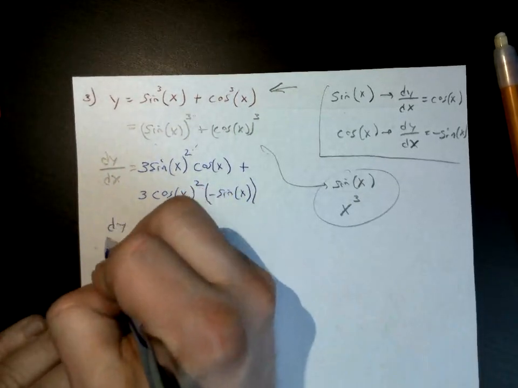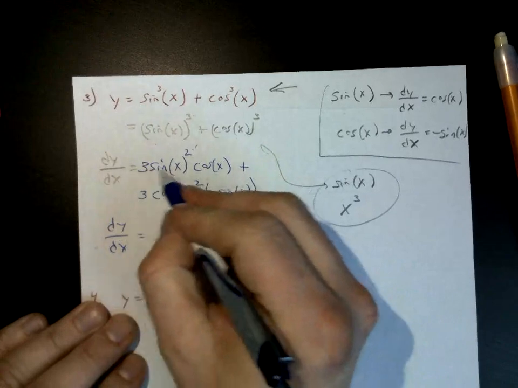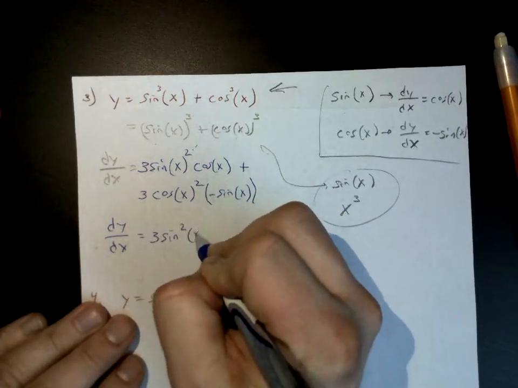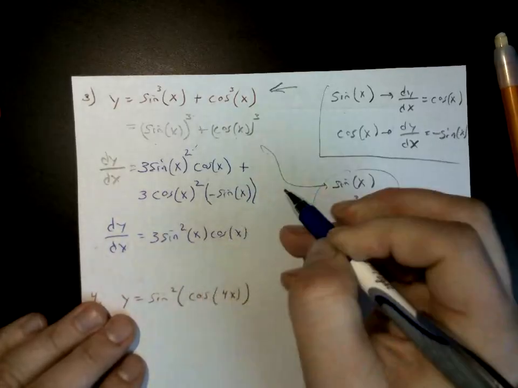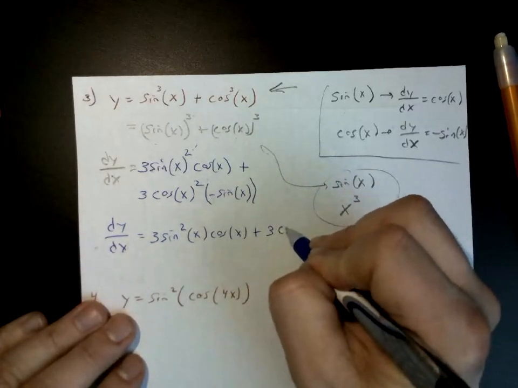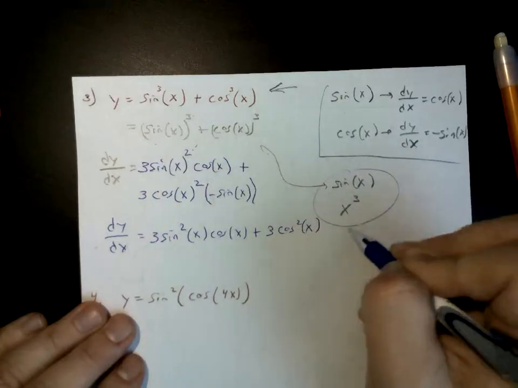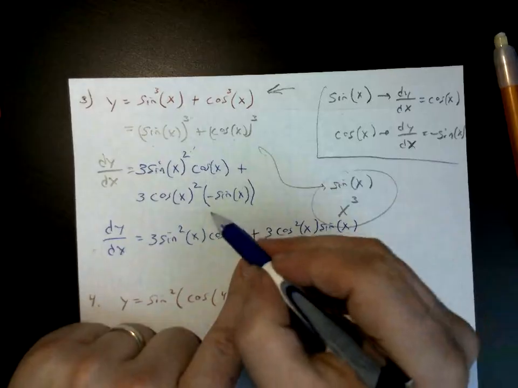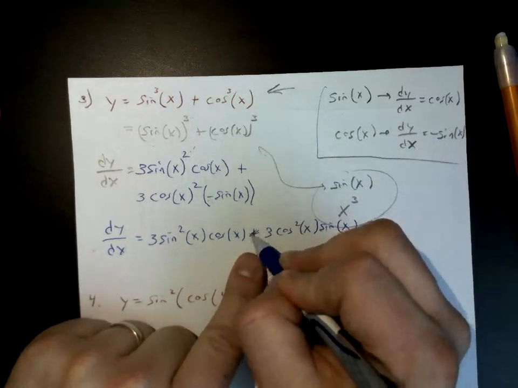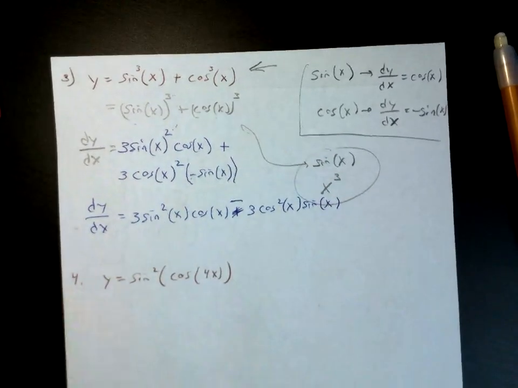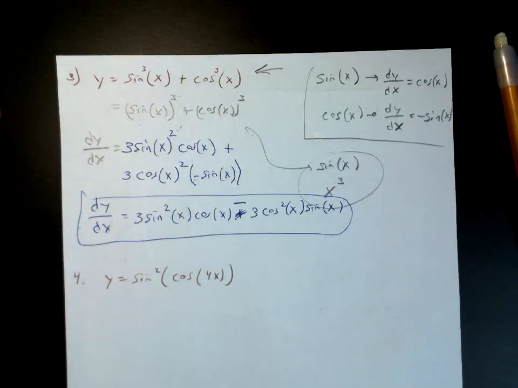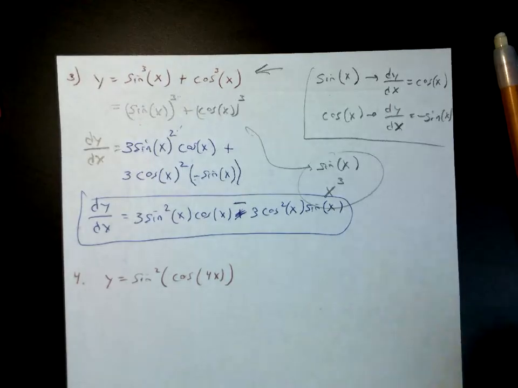But what I'm going to do now is simplify this a little bit, make it look nice. So this is dy dx. This is going to be 3 sine squared x cosine x plus 3 cosine squared x sine x. Now, I know what you're thinking. What about that negative? That replaces that. That's right there. That is its derivative. It looks like a nightmare, but it is what it is.